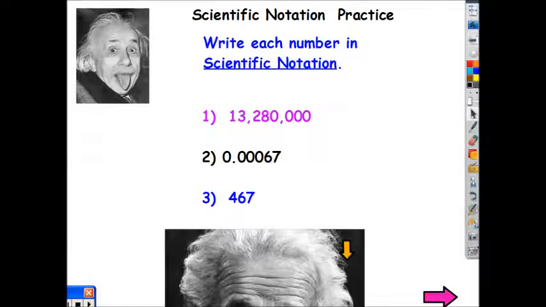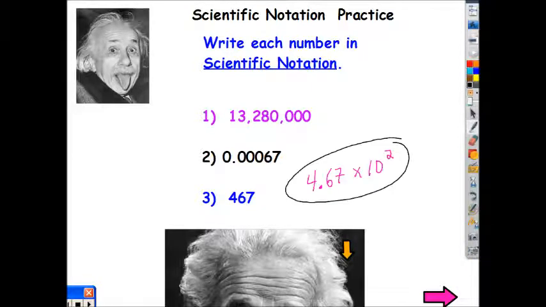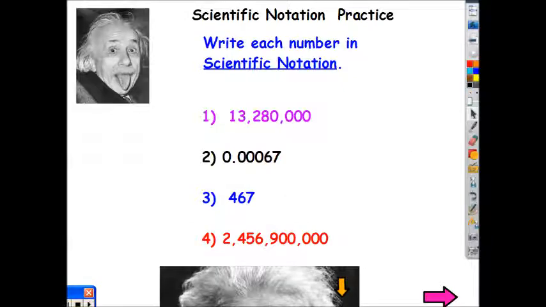Press pause and give it a try. This one was pretty easy. If you don't understand this, press pause and stare at it, and hopefully it will come to you. Press pause and do this one.